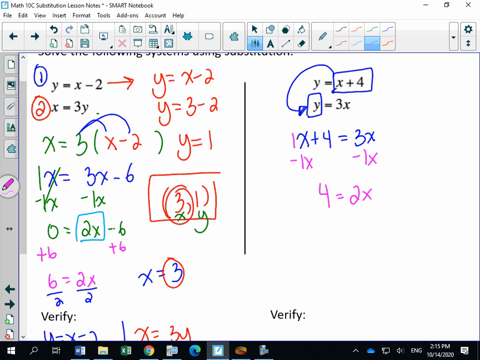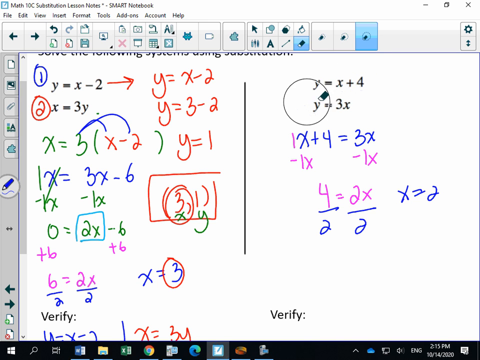And I would get 2x's. From here, we got to solve for x. Divide that by 2, divide that by 2. X is equal to 2. Now that I know that x is equal to 2, you have to say to yourself, okay, how do I figure out y? So to figure out y, you look at your two original systems. You could plug that x is 2 into either of these, and you'll get the exact same y answer.